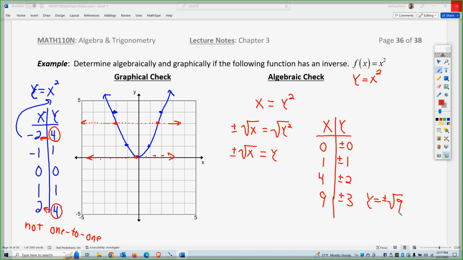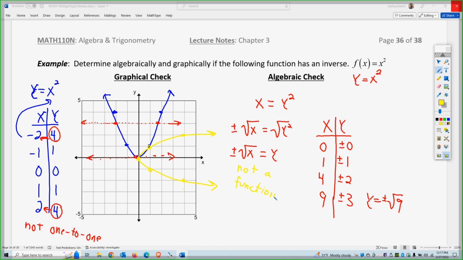So at 0, I'm at 0. At 1, I'm at 1 and -1. At 4, I'm at 2 and -2. And the 9 is going to be off the graph. So clearly, if this is my inverse, it is not a function. It fails the vertical line test. So the horizontal line test basically proves that the inverse will not pass the vertical line test.